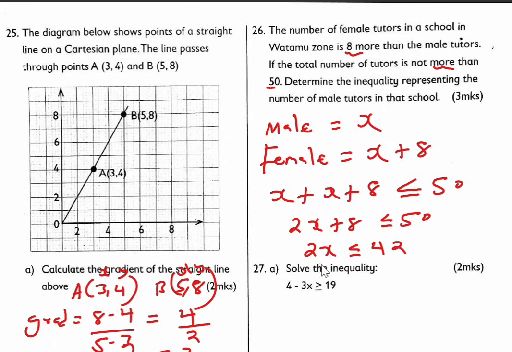So you can divide by 2 here and here by 2, and you can see x is less or equal to 42 divided by 2, 21. That is the answer. X is less or equal to 21. Therefore, that is the answer. That is the inequality representing the number of male tutors in that school. We continue with the 27.